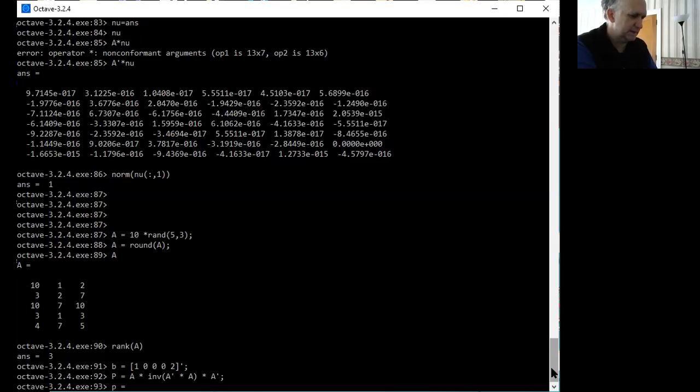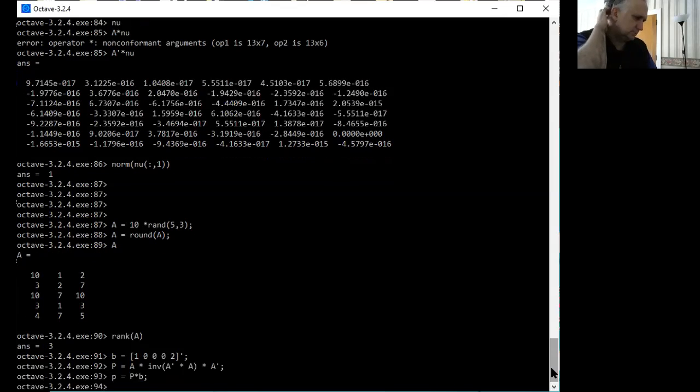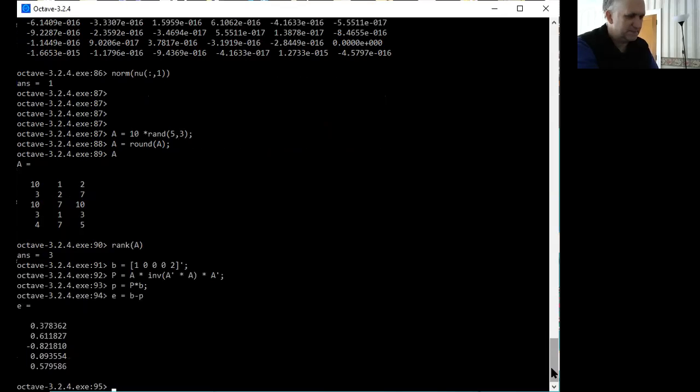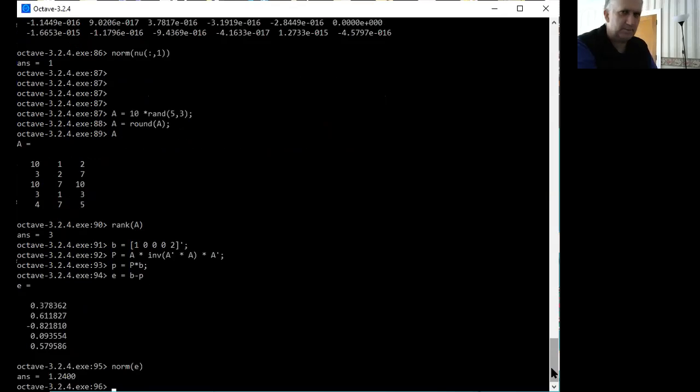We can look at all these in a second. And the error is B minus p. Let's look at it. Okay, there's some error, but again, it's a three-dimensional subspace of R5. You have tens in there, right? And I'm trying to project this onto it. So there's some error there. The norm of E will give me the length of the error, 1.24.